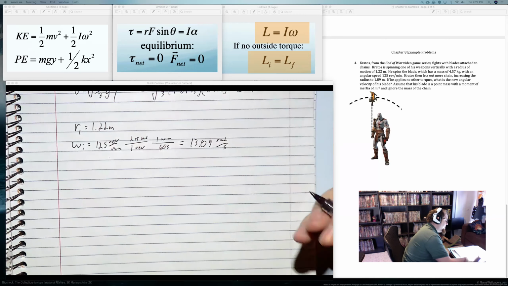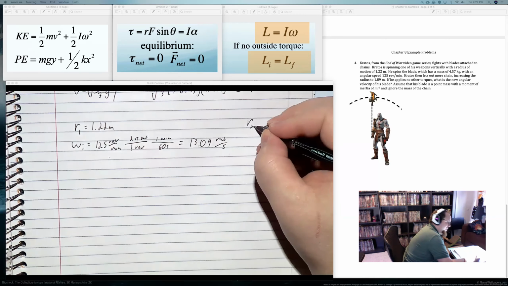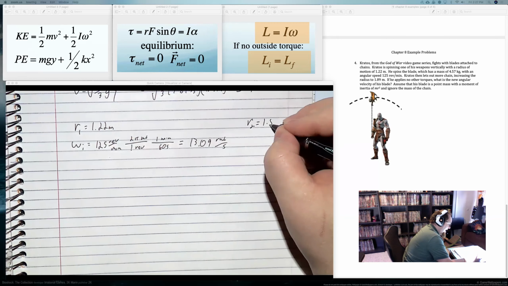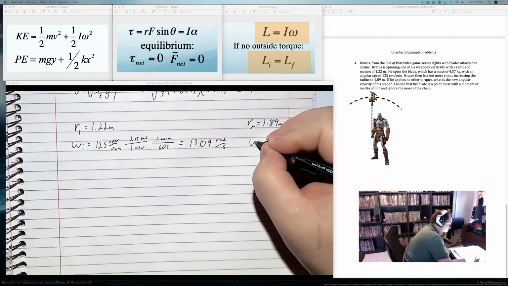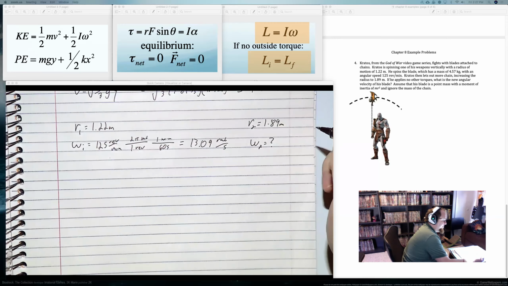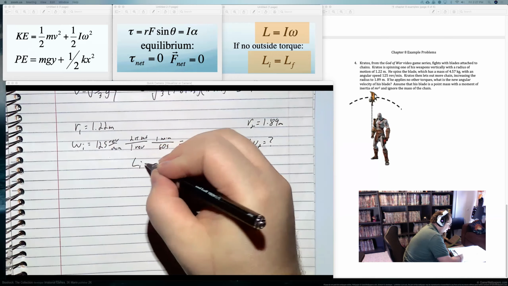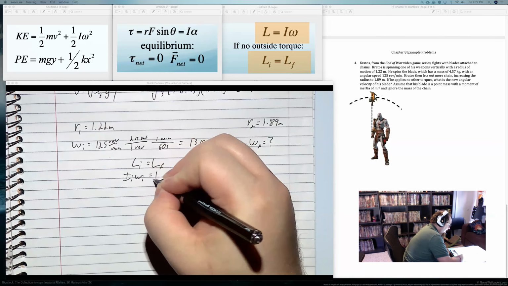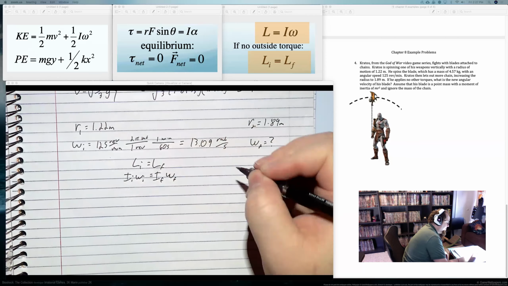And then I say he lets out more chain. The radius becomes 1.89 meters. What's the new angular velocity? Just like I highlighted on the screen, L initial equals L final. I initial omega initial equals I final omega final.